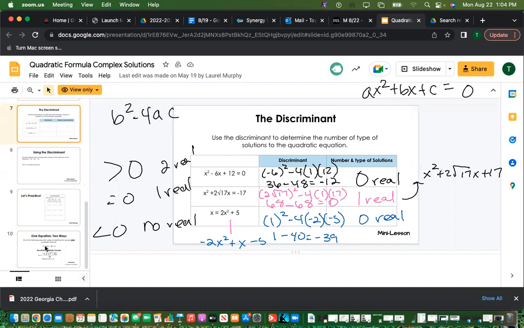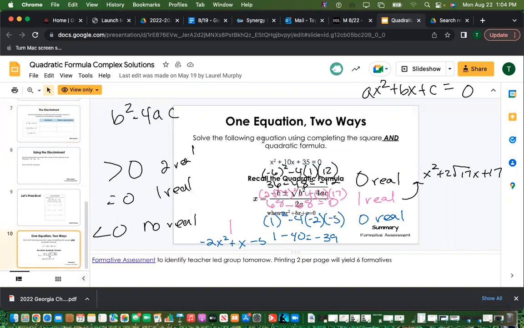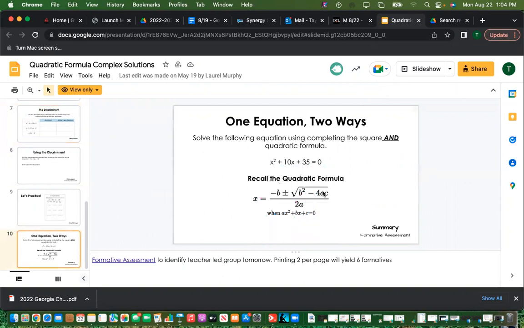Okay, this is the last problem. We're going to skip over a couple of things. This is the last problem I'm going to ask you to do. I want you to solve the following equation using completing the square and the quadratic formula.